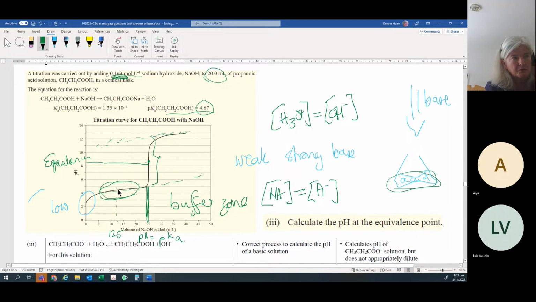So whenever your weak acid concentration is equal to your conjugate anion concentration of that weak acid, the pH is therefore equal to the pKa. So whatever the pH is, that is your pKa, and you can work out the Ka. You'll notice this should be 4.87. If I did this correctly at the right place, that should come up to be 4.87.